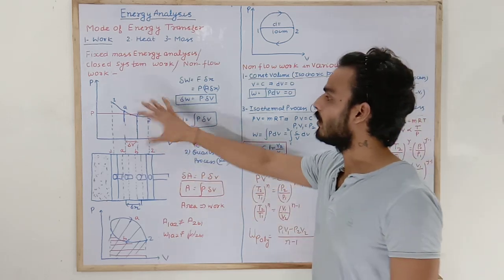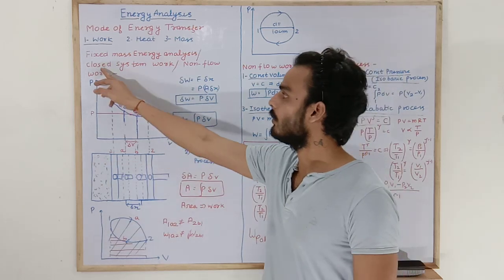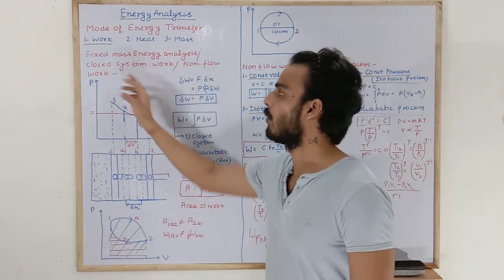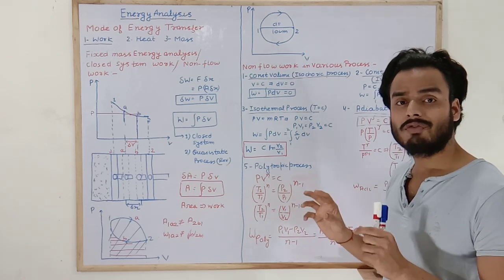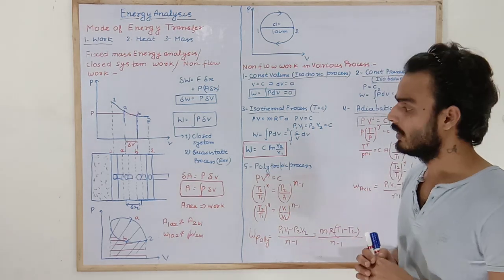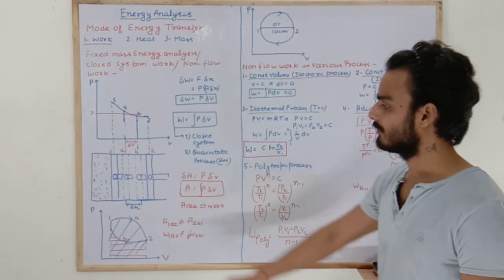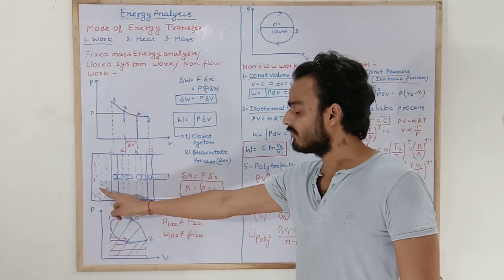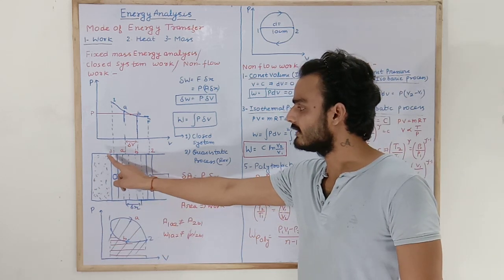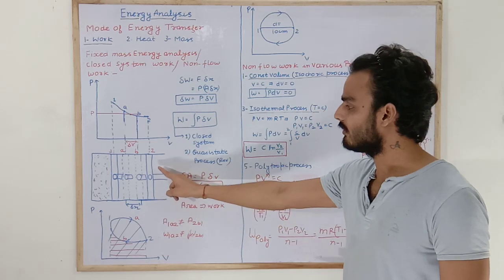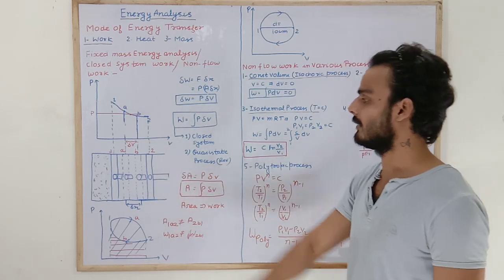So now I am talking about fixed mass energy analysis, closed system work or non-flow work. Here I will discuss non-flow work, closed system work. I am taking an example, a piston cylinder arrangement. There is some gas filled inside the cylinder and initially the piston is here, this is state 1, and after some time the piston is here, this is the final state, the second state of the piston.